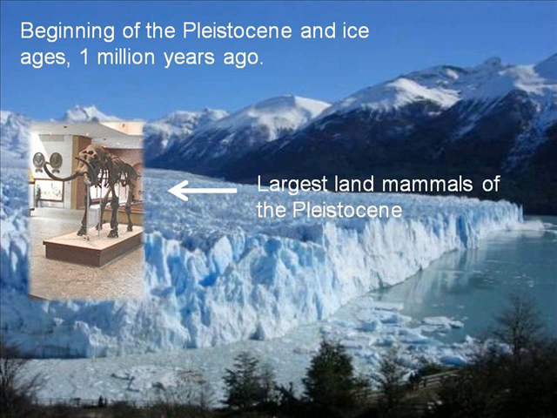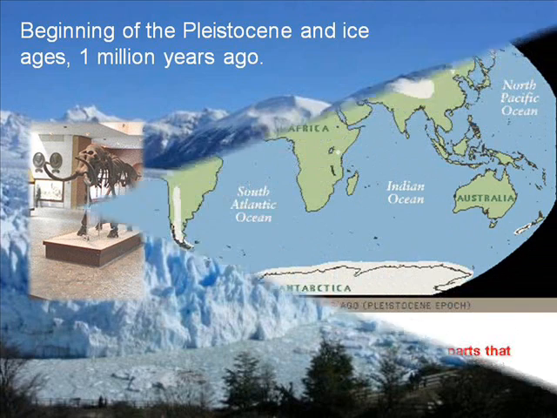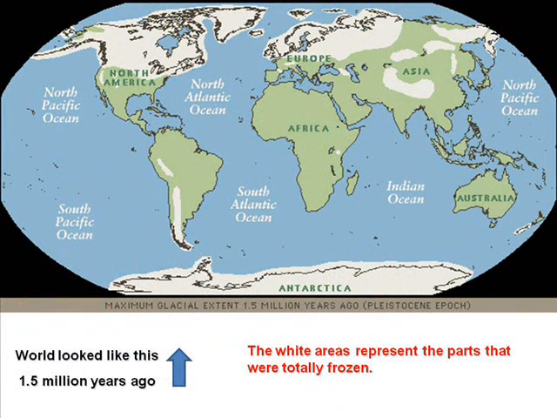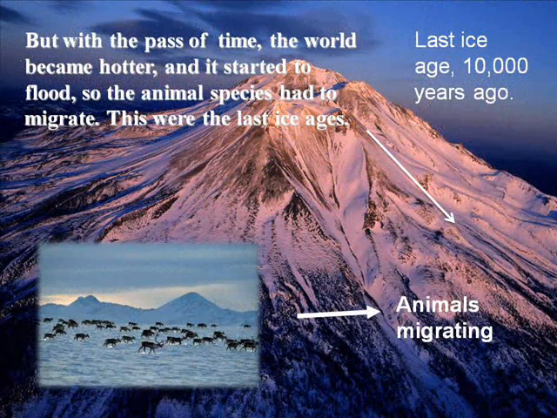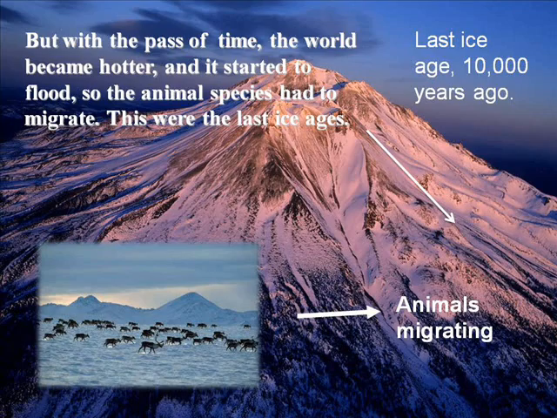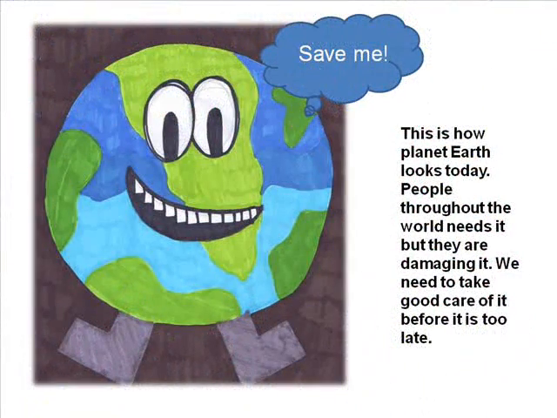Largest land mammals of the Pleistocene. The world looked like this 1.5 million years ago. The white areas represent the parts that were totally frozen. But with the passing of time the world became hotter and it started to flood, so the animal species had to migrate. These were the last ice ages. Last ice age, 10,000 years ago. Animals migrating. Save me! This is how planet Earth looks today.